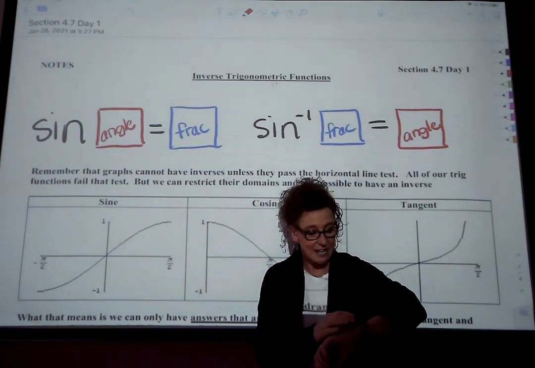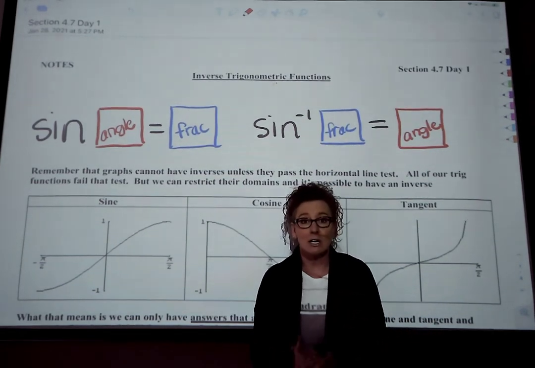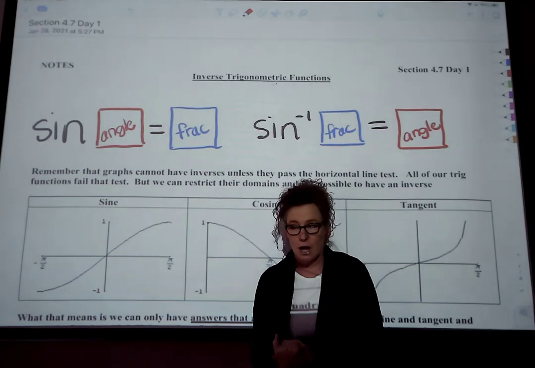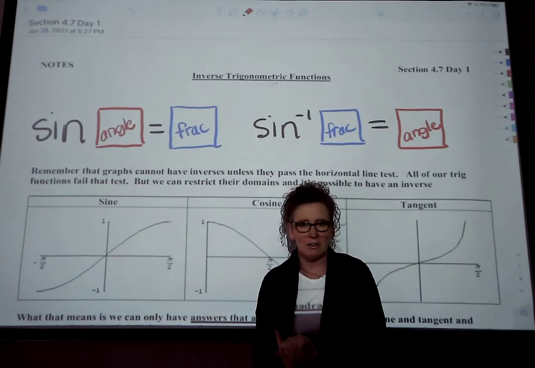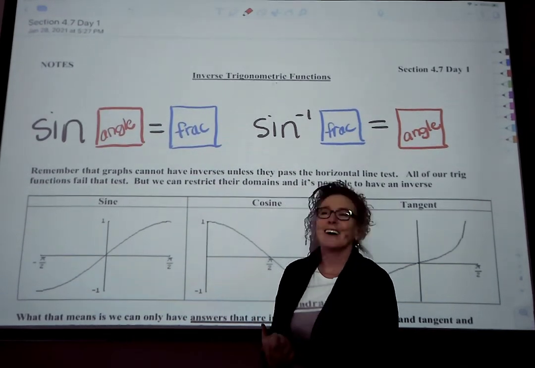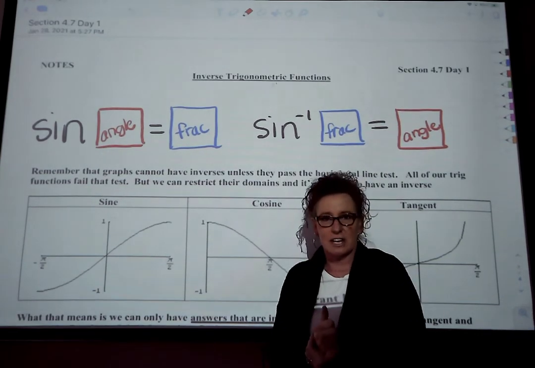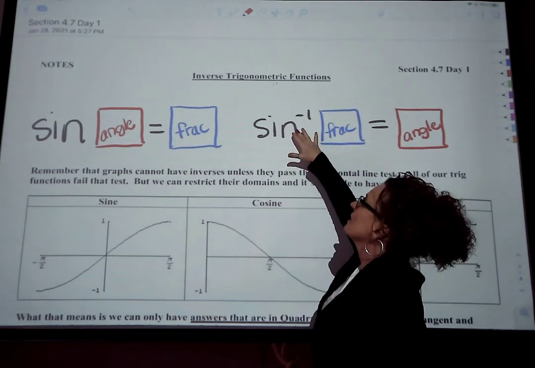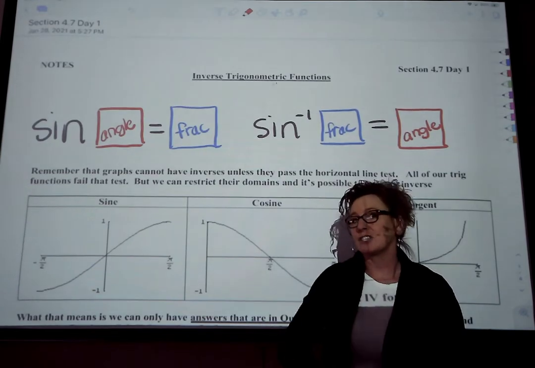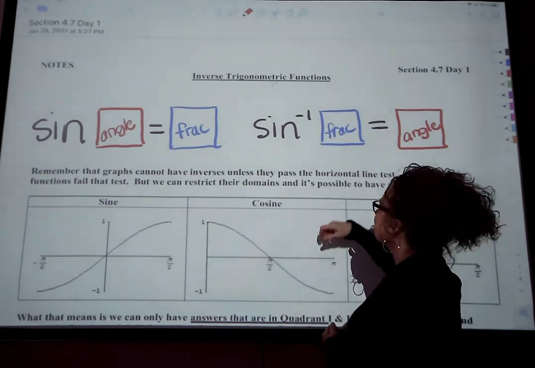If I hear you say sine to the negative one power, I'm gonna strangle you. Okay, maybe I shouldn't have said that on video. I didn't just say that. No, don't say sine to the negative one power. You read this as sine inverse or the inverse of sine, okay?